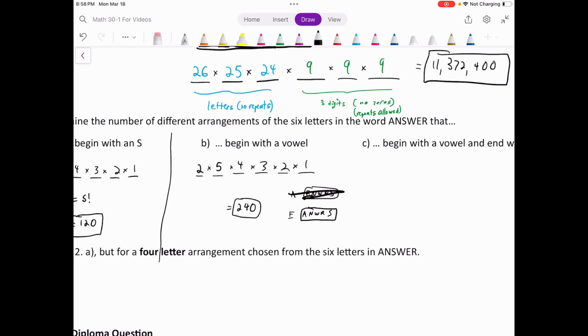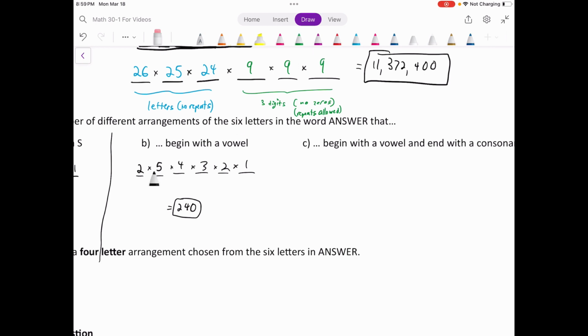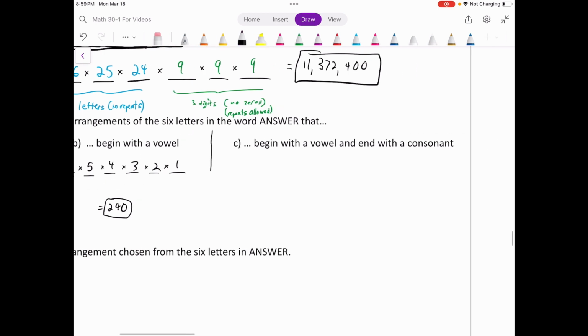Okay, but notice, right, same logic there. I started with the restriction. So I started with the fact that it had to begin with a vowel, and then I let the fundamental counting principle take me through the rest, the stuff that didn't have restrictions on it.